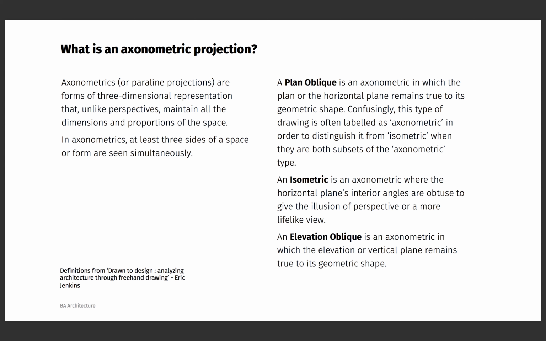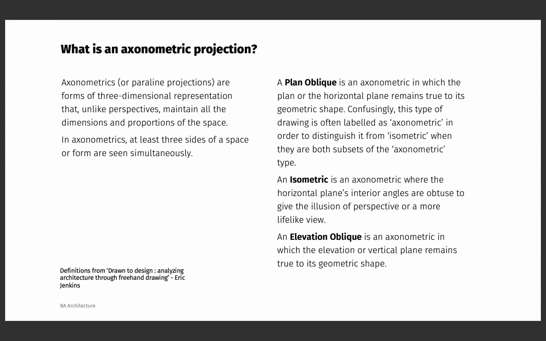Okay, so you can base an axonometric or plan oblique drawing on a plan drawing that you've already created in an orthographic projection. You can rotate that and extrude from that. Confusingly, however, this kind of drawing is often labeled as axonometric. It should be called a plan oblique, and the reason for that is that there's a number of different types of drawing that fall under the term axonometric technically. So an isometric drawing is a subset of axonometric, for example.